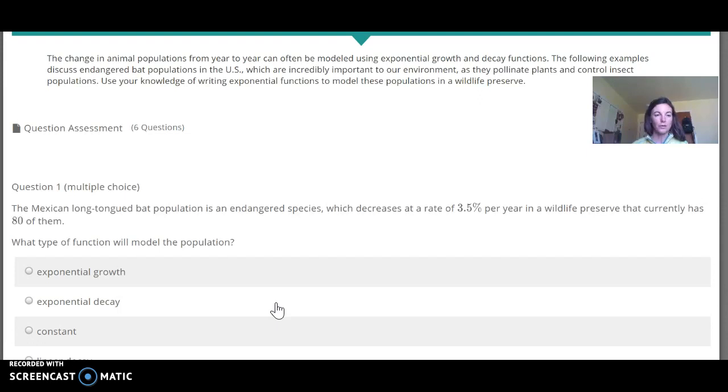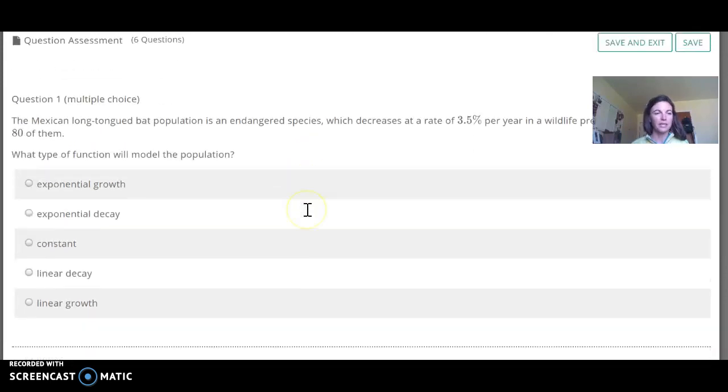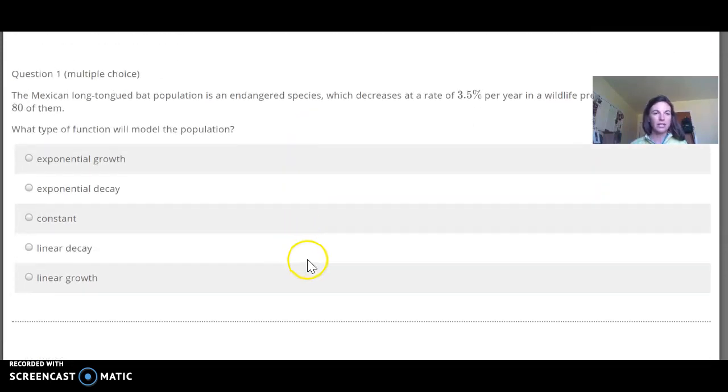Okay, so question 1. The Mexican long-tongued bat is an endangered species, which decreases at a rate of 3.5% per year in a wildlife preserve that currently has 80 of them. Okay, so the population is going down, and we can pretty much assume this is kind of a gimme question because we're seeing that decrease, that we're dealing with exponential decay.